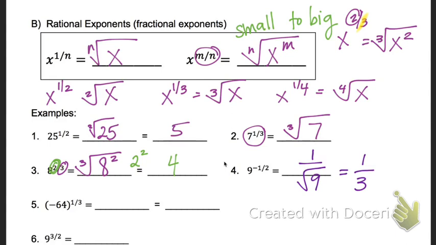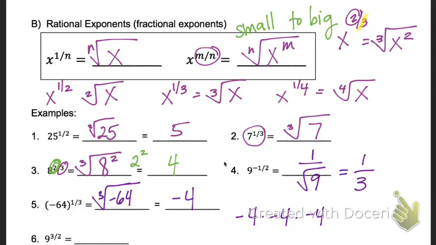Okay, negative 64 to the 1/3. Is that an imaginary number? Well, it would be if it were like the 1/2, but the 1/3 would be okay because negative times negative times negative is a negative number. So the cube root of negative 64, what times itself 3 times? 4. So the answer is negative 4. Because if I do negative 4 times itself 3 times, you'll end up getting a negative 64.